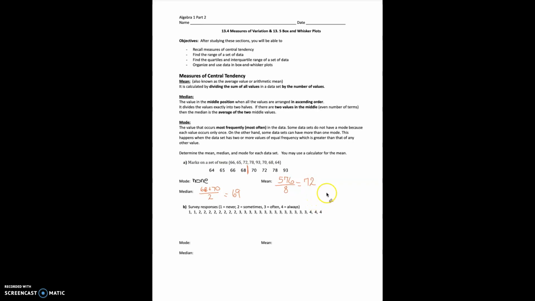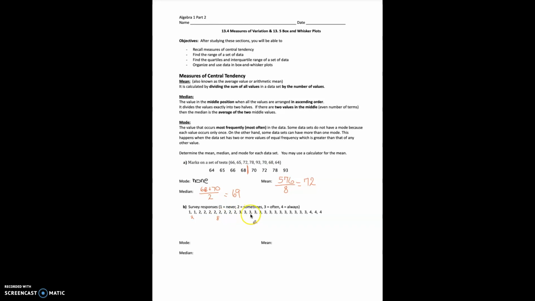All right. For problem B, again, they're in order. Did that for you, to make it easier. And which one shows up most often? Well, there's only 2 ones. I'm just going to put 2 here. How many 2s are there? 1, 2, 3, 4, 5, 6, 7, 8 2s.